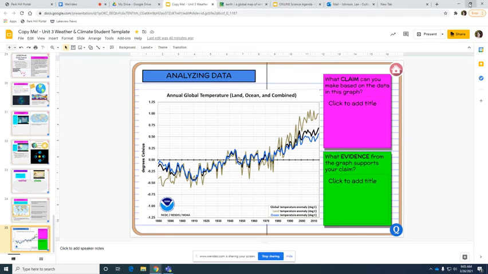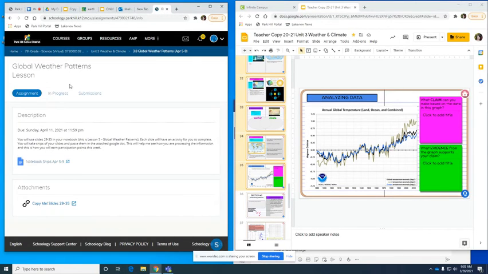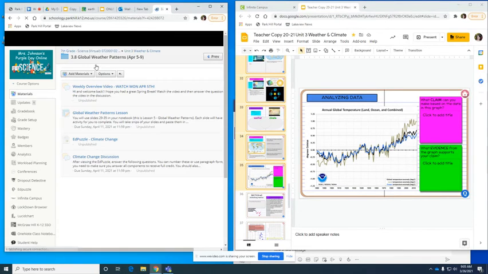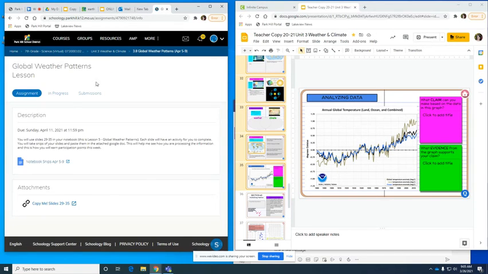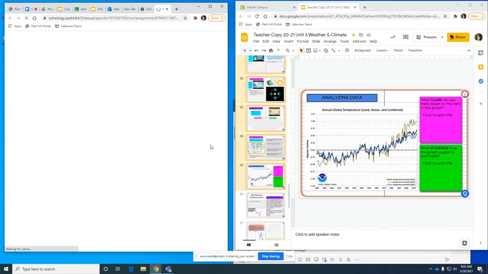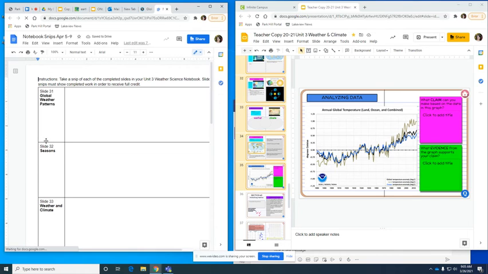Over in Schoology, which I've got to go to a different tab here, is where this is going to come into play. Our folder this week is 3.8 Global Weather Patterns. And you're going to be taking your snips. There is an assignment here called Global Weather Patterns Lesson. Open this Google Doc. And I'm asking you, here are the snips of the slides that you're going to take. So snip it, paste it in this document, and then submit in Schoology, and you are done for the week. That's going to be it.